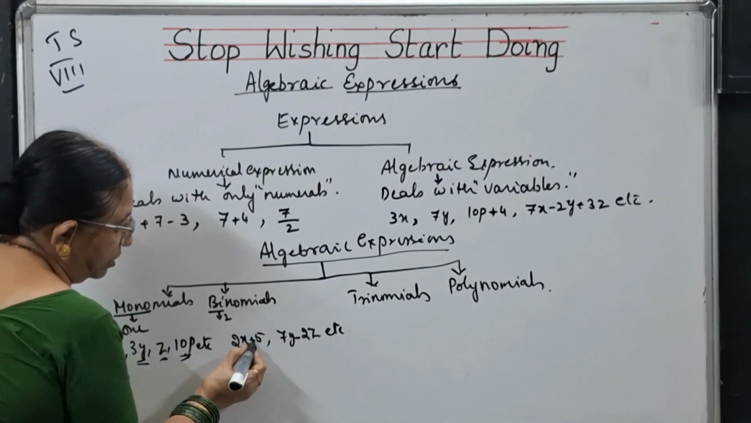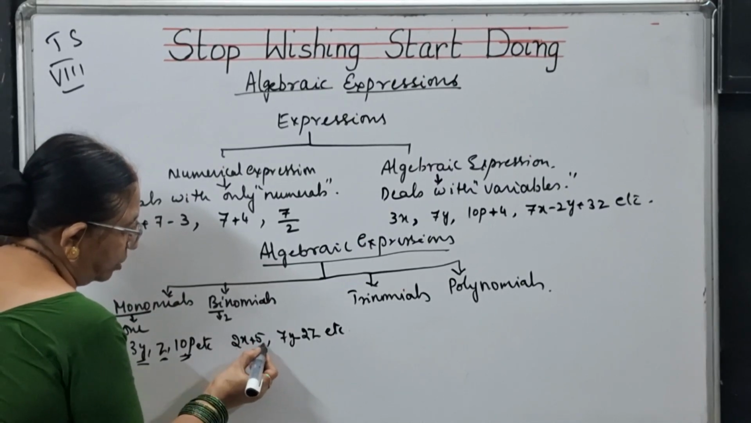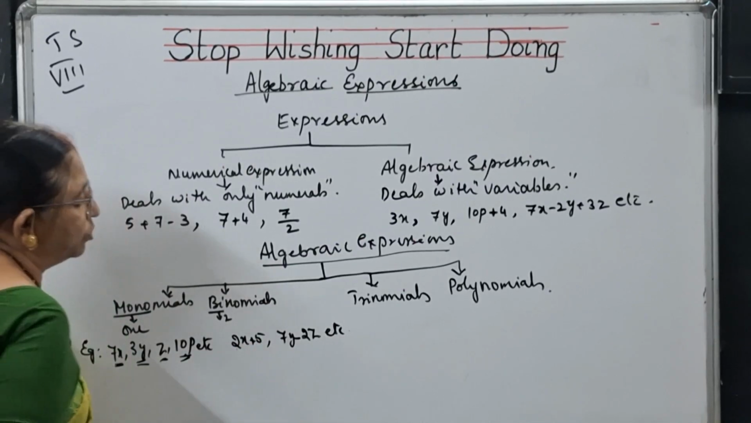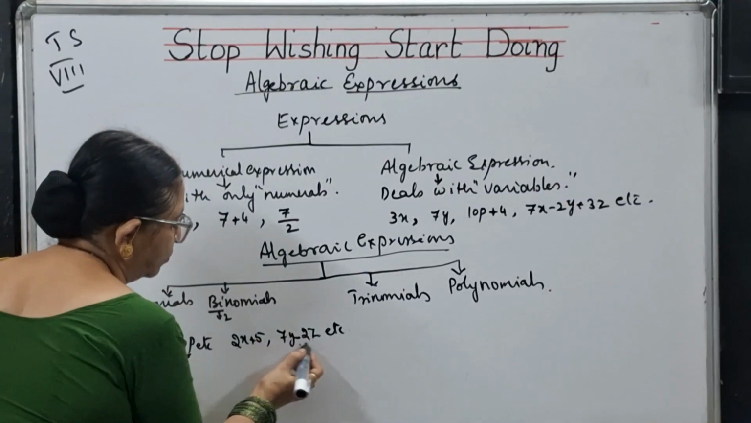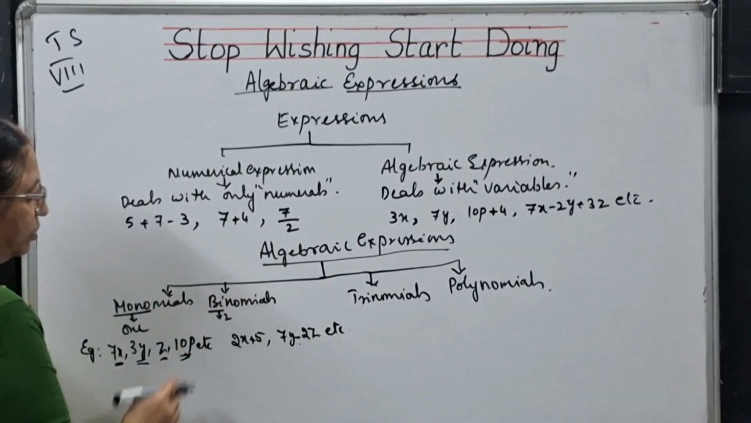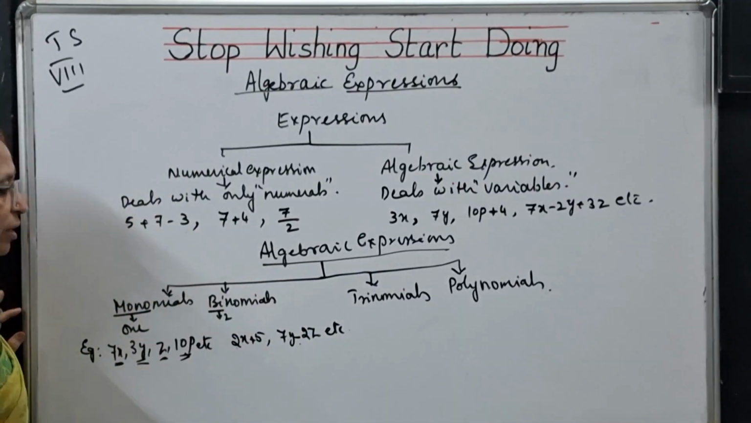With a plus or minus sign in between them. This is one term, this is one term. 1 plus 1, two terms. This is one term, this is one term. 1 plus 1, two terms. So like this we call it as binomial.